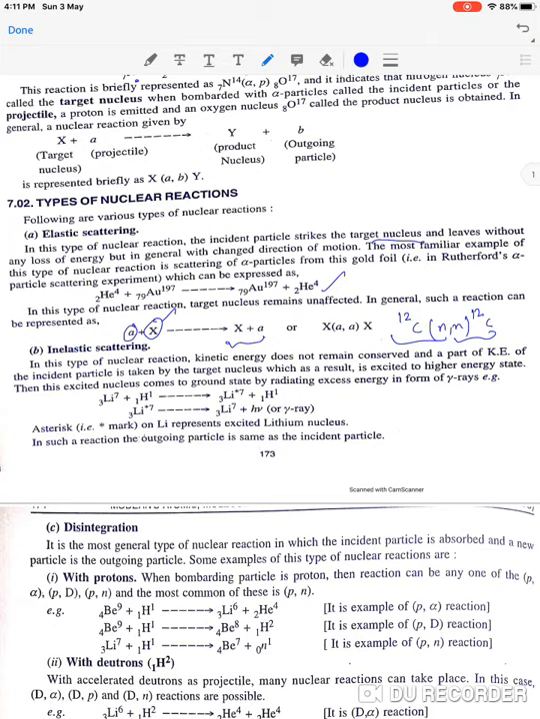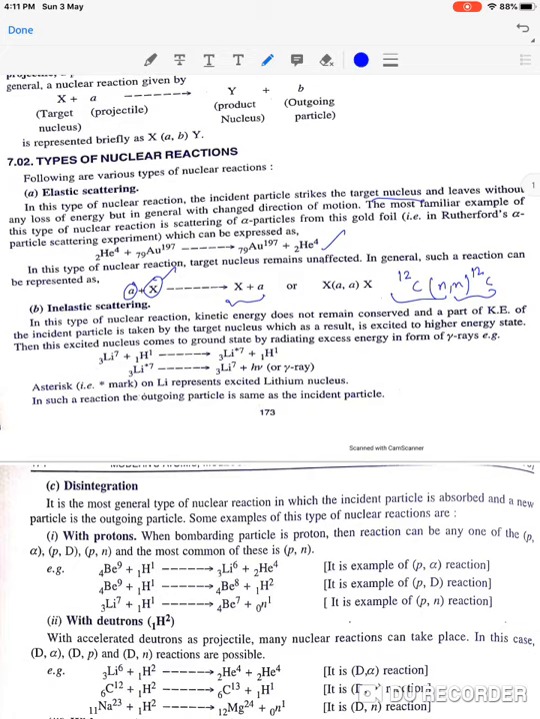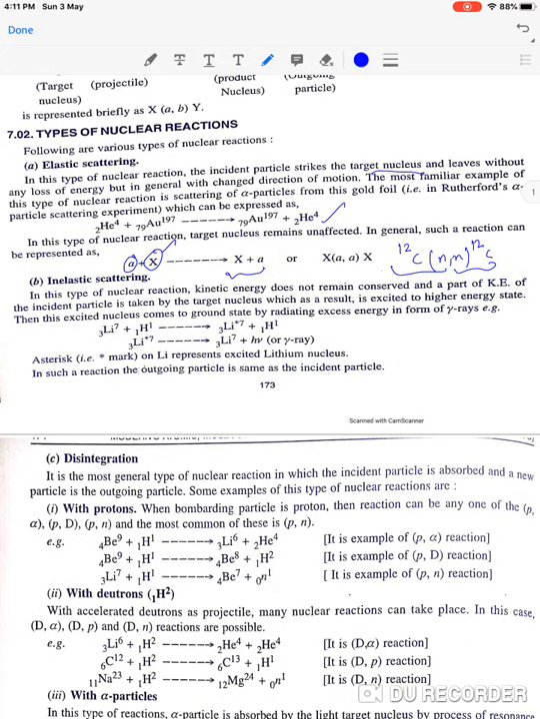Now the main thing in this elastic scattering is that the same particles are scattered in different directions and there is no loss of energy. The next thing is that the residual nucleus is the same as the target nucleus and is left in the same state, like the ground state, as before.